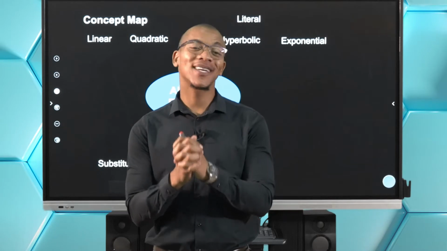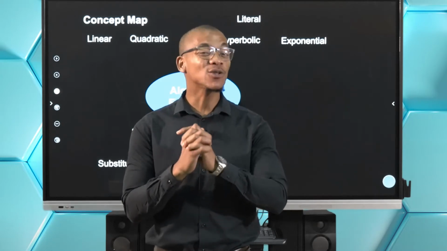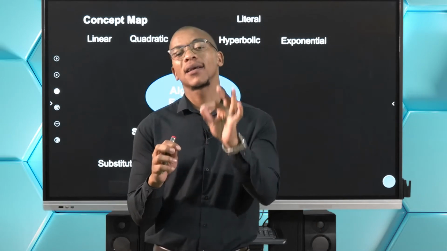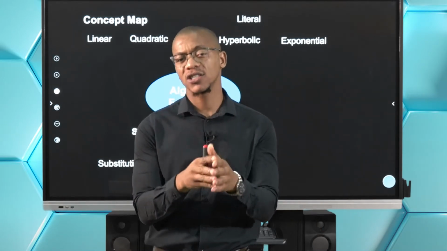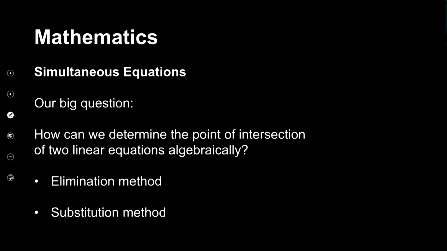We've been looking at a whole lot of things, right? But for now, the main thing that we actually looked at is drawing two graphs that satisfy two equations, two linear equations. And we said there's only going to be one point that satisfies those two equations. But remember our big question, which I'm just going to show you now. Our big question is, how can we then determine the point of intersection of two linear equations algebraically?